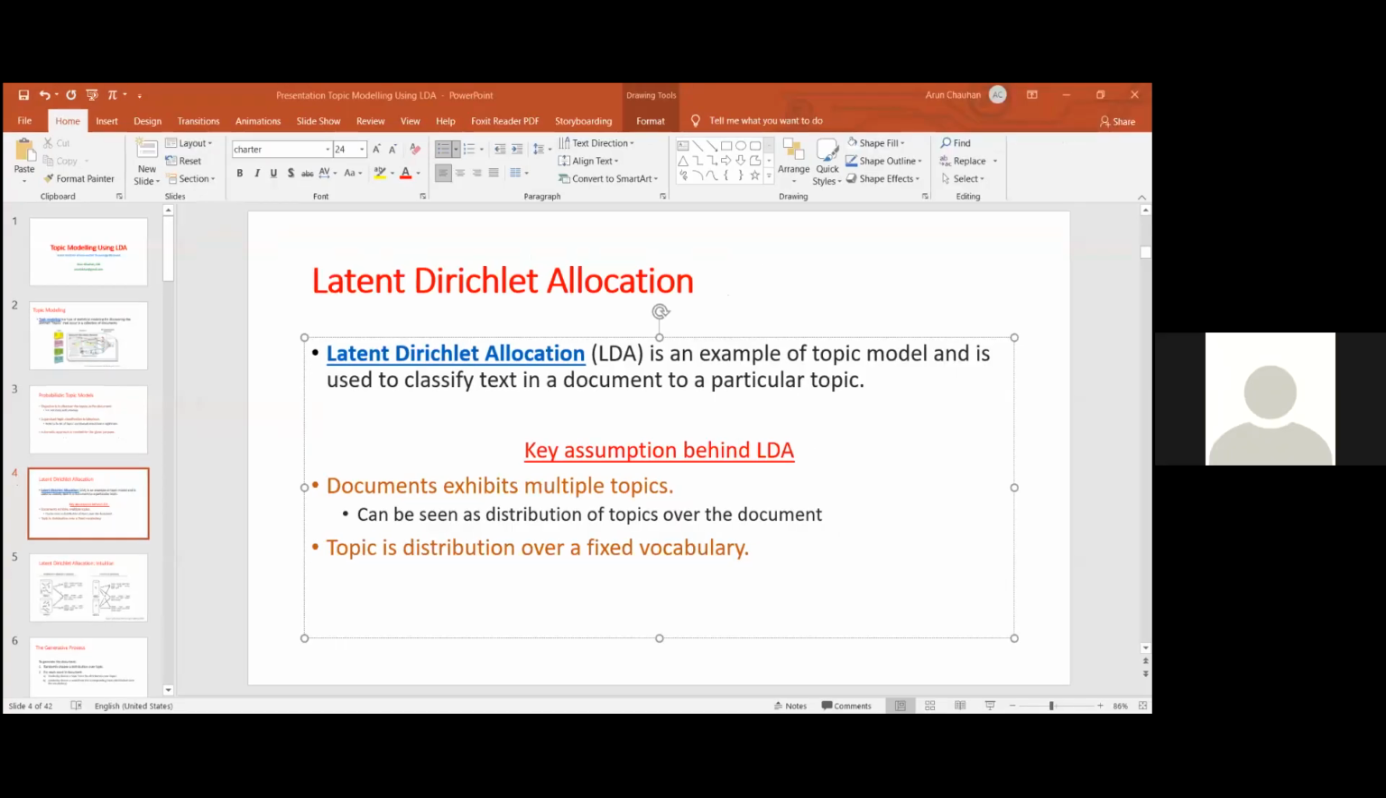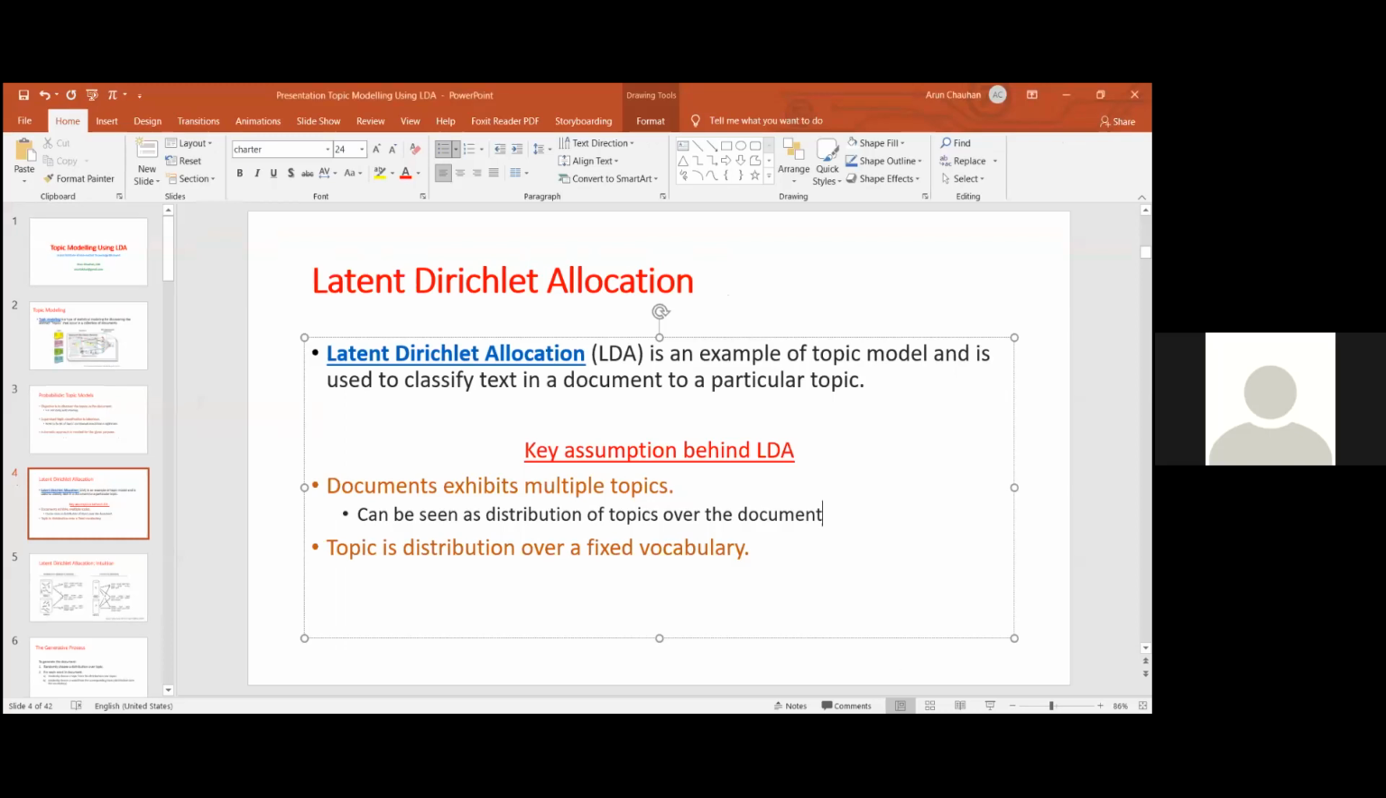I was saying that there are two key assumptions. The document can be seen as a distribution over topics, and each topic can be seen as a distribution over vocabulary, right? So let's assume that the vocabulary is fixed here. Let's say we have 50,000 words, and these 50,000 words have a probability to appear in every topic, but the distribution will keep on changing.